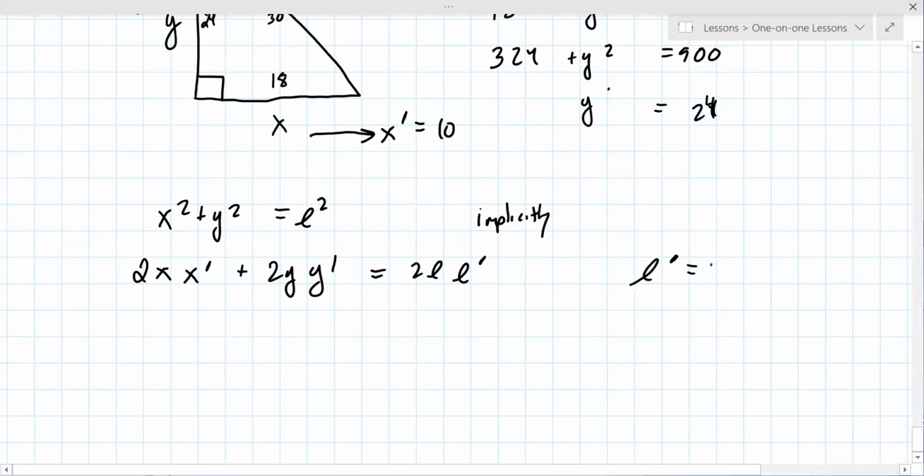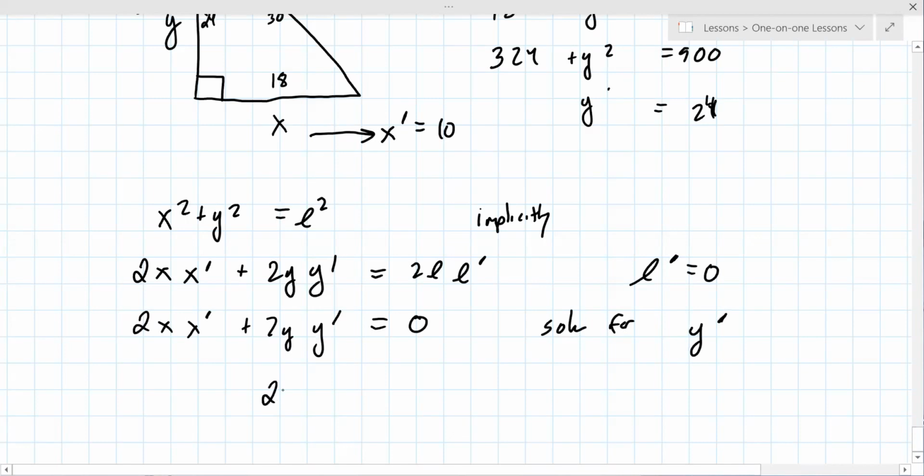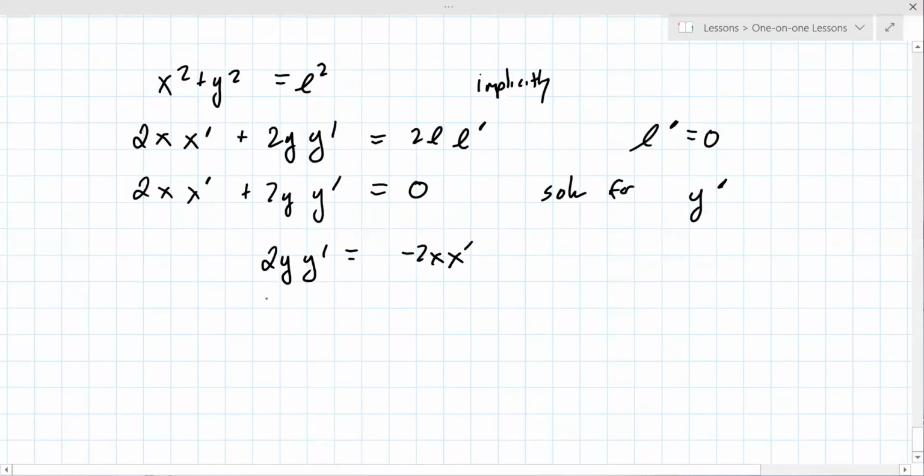L prime is equal to 0 because that part of the ladder isn't moving. So that means this whole right side is 0. Then you're going to solve this equation on the left for y prime. So we're going to move this to the other side: 2y, y prime equals minus 2x, x prime. Divide both sides by 2y. Y prime equals, these 2's cancel, minus x, x prime over y.